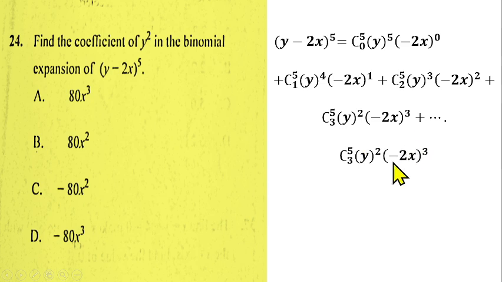If you simplify this one, we have 5 combination 3, y squared, into minus 2x raised to power 3. So 5 combination 3 will give us 10, multiplied by minus 2 raised to power 3 gives us minus 8 x cubed y squared. If you open the bracket, 10 times minus 8 gives us minus 80 x cubed as the coefficient of y squared. That will give us option D to be the correct answer for question number 24.